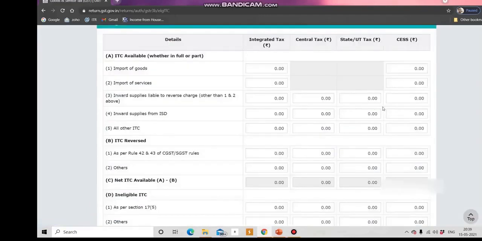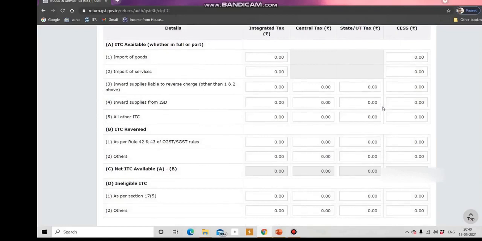ITC means input tax credit. Eligible ITC means ITC which is allowed to be set off from the output tax liability. So input tax credit becomes eligible ITC when it is incurred in relation to the business and it is used in the production or provision of services which are liable to GST.